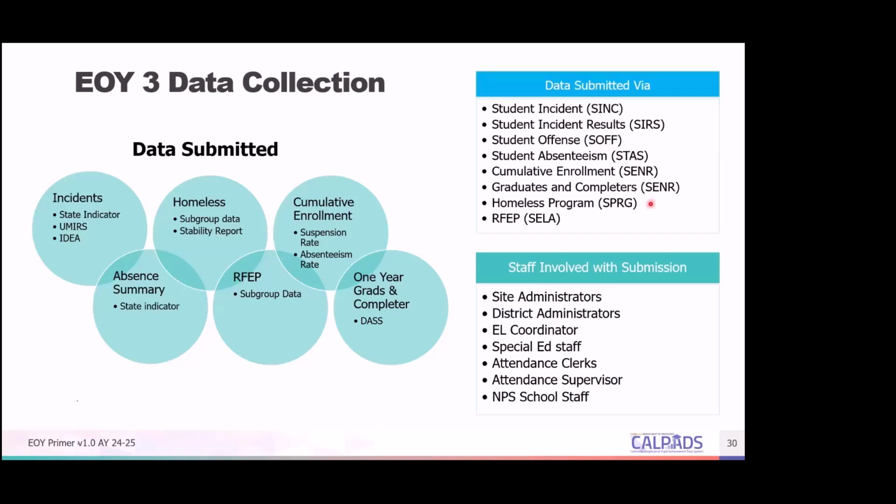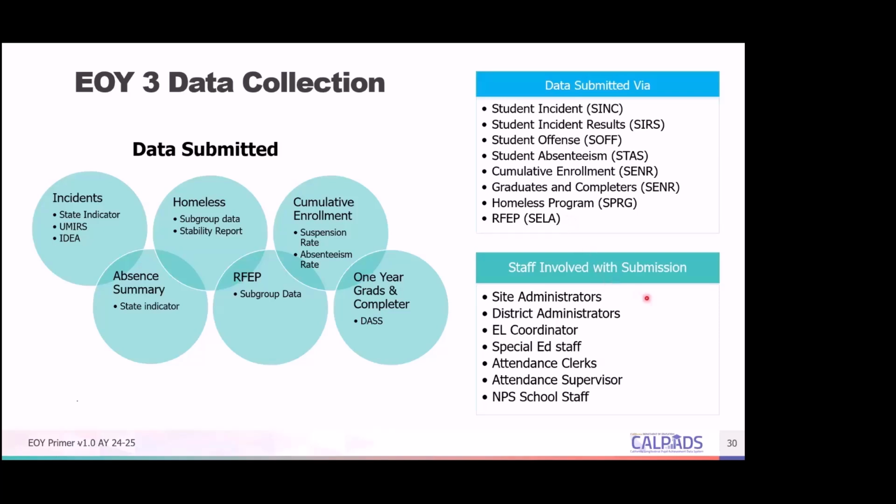Next, we have the homeless program or SPRG records, your 191 SPRG records. These provide counts of students who were unhoused during the academic year. And then finally, we have the RFEP SELA records, the Student English Language Acquisition records. And this provides information on English learner students who were reclassified during the academic year, students who took the summative LPAC and tested as reclassified fluent.